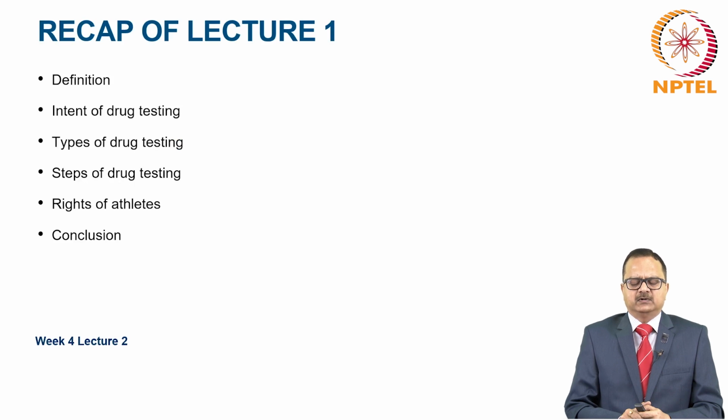Let's have a recap of lecture 1. We had discussed the definition of the doping control process. We talked about the intent of drug testing. We talked about the types of drug testing. We talked about the various steps which are involved in drug testing. We discussed the rights of the athletes, and we concluded with a take-home message.